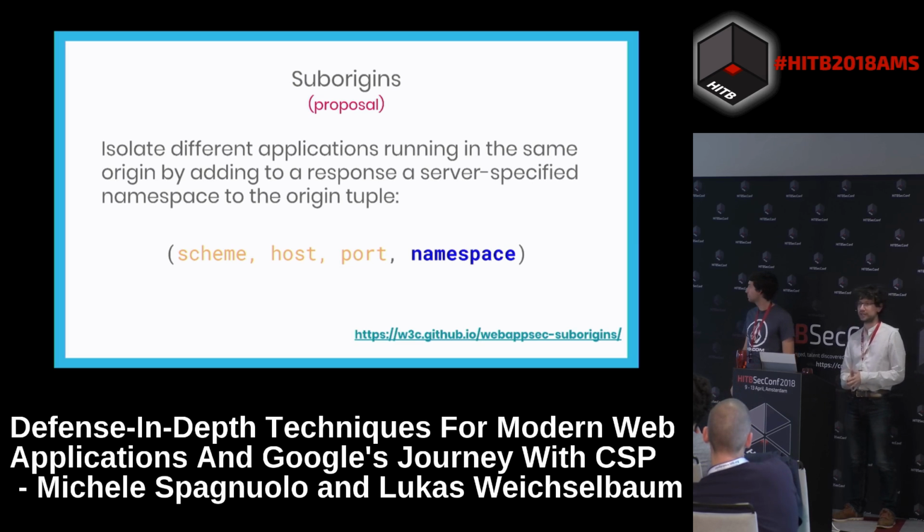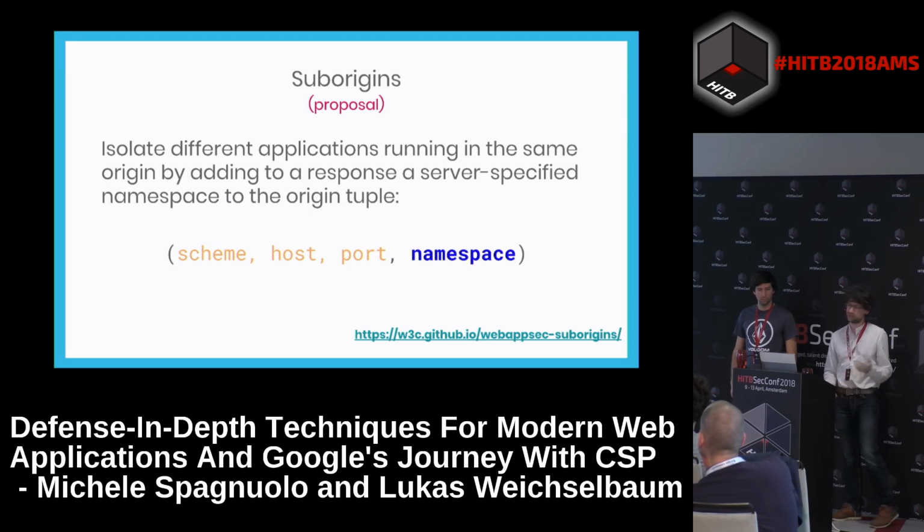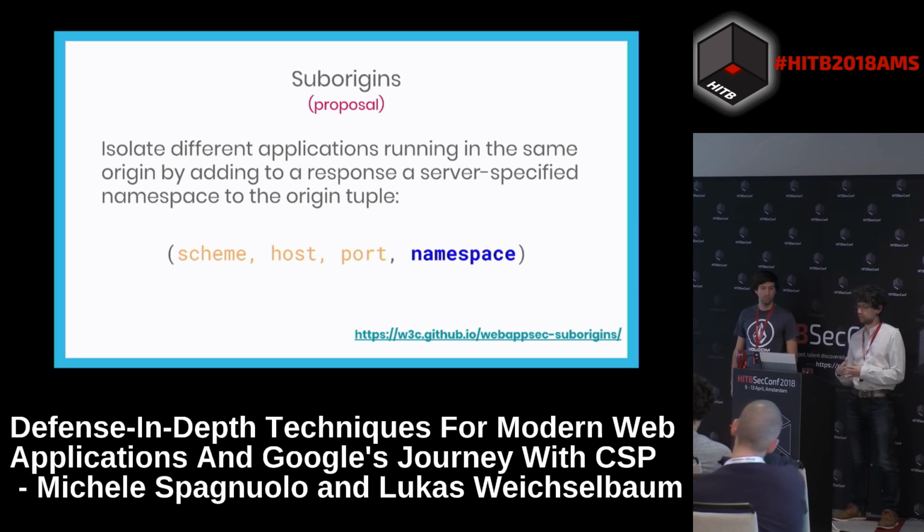The idea is to subdivide the concept of web origin in a more granular way by adding to the web origin tuple, which is scheme, host, and port, like HTTPS, google.com, 443, a namespace that is provided by the webmaster, like accounts or user1. This makes it possible to isolate different applications that are running in the same web origin by not having to have a subdomain or a different domain.